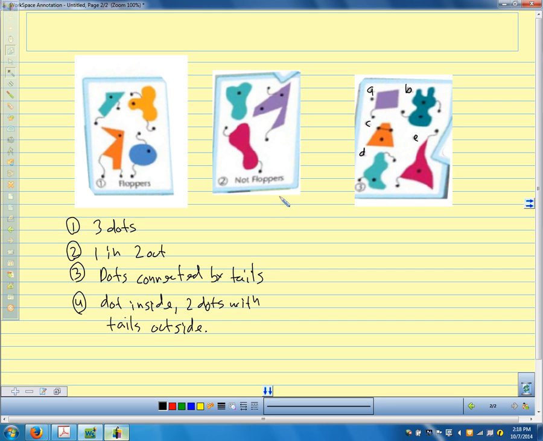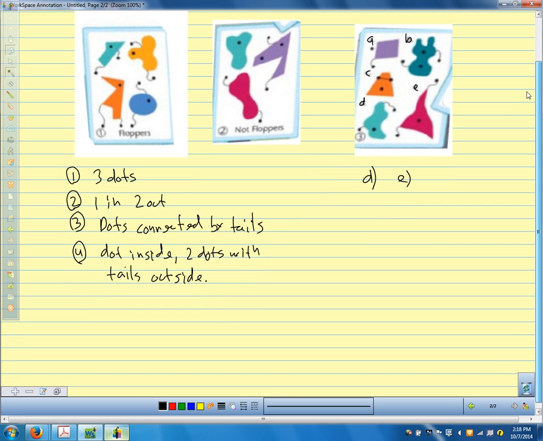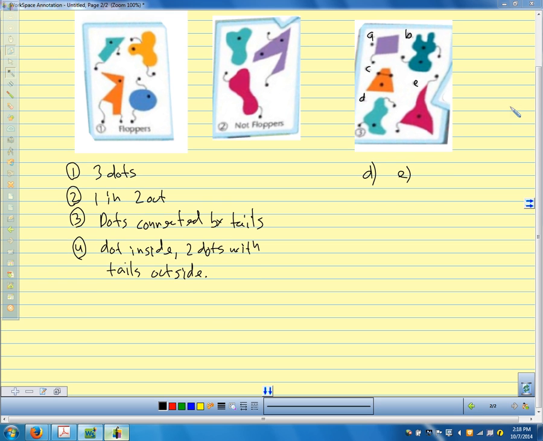All right. So let's look at these. Which one of these five are going to be floppers? E is a flopper. E and D, dot inside and two with tails outside. So those two are floppers. So let's see if we can write a conditional statement and a converse for a flopper.